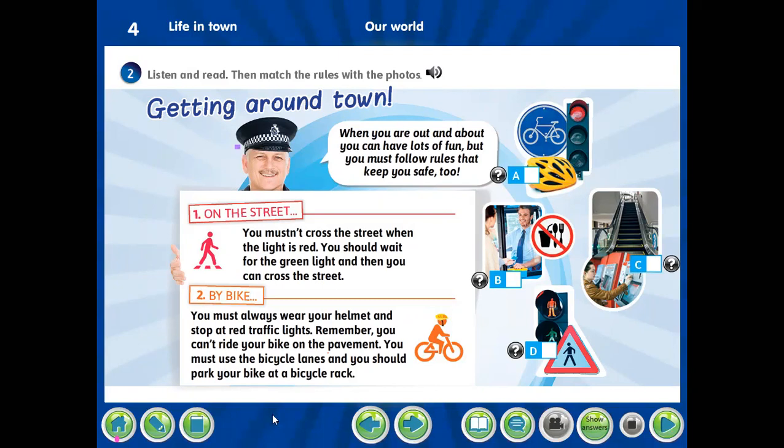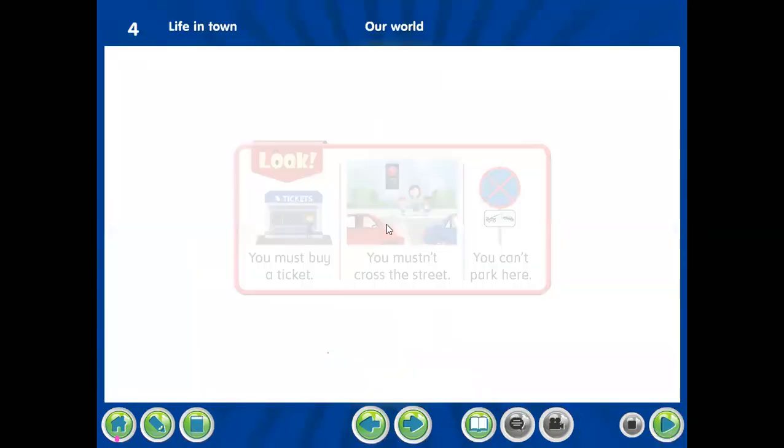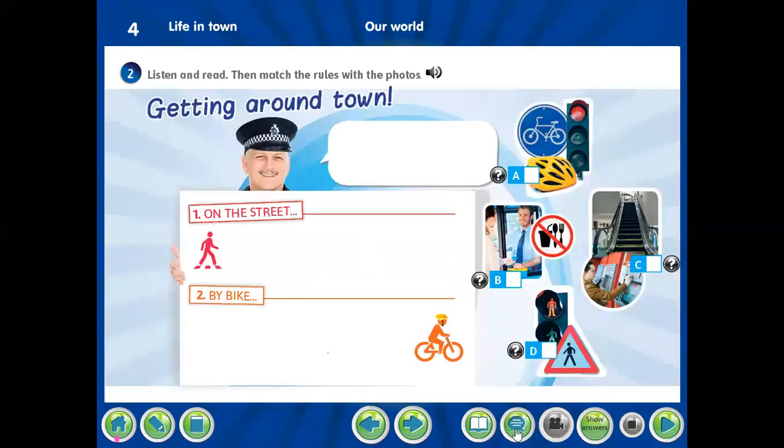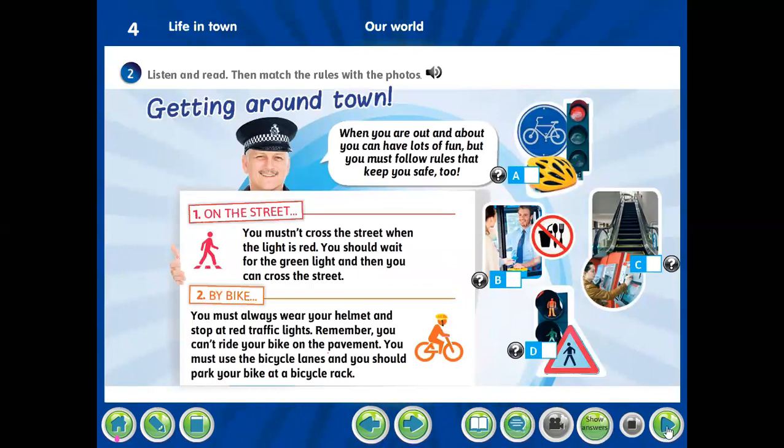Okay? Remember, for obligation, we practice have to, don't have to, and prohibitions. You are going to identify rules, like you must buy a ticket. Is this a rule? Or you are going to find prohibitions. You mustn't cross the street. You can't park here, another prohibition. In the text, in this article, let's identify obligations and prohibitions. Okay, listen please. Two, listen and read. Then match the rules with the photos.